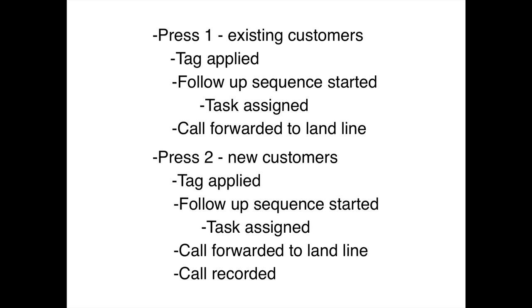Let's say they press number 2. This is for new customers. So if they press 2, we can apply a different tag, and we could add them to a different follow-up sequence that might start another task. And of course, that could be forwarded onto the landline. Maybe a different landline for your sales reps, or to the same location as if they pressed 1. So for now, we've been able to apply a different tag to segregate new customers from existing customers. And you'll see there's one more thing down there. We're going to record this call. Let me show you how this works.